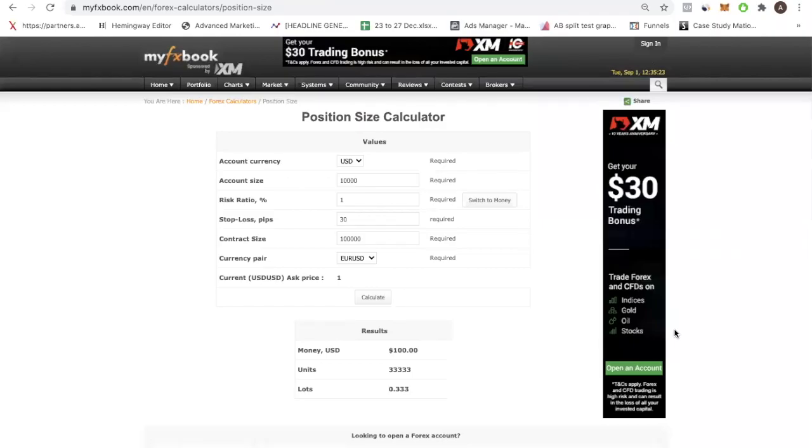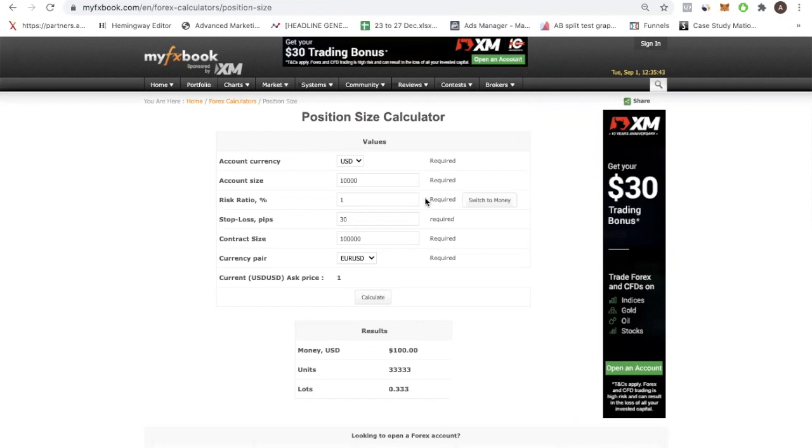In today's video, I want to tackle the question as to whether you want to set a tight stop loss or you want to set a wide stop loss. And in which cases should you set a tight stop loss? And in which scenarios should you set a wider stop loss? So what I have right here is the position size calculator.